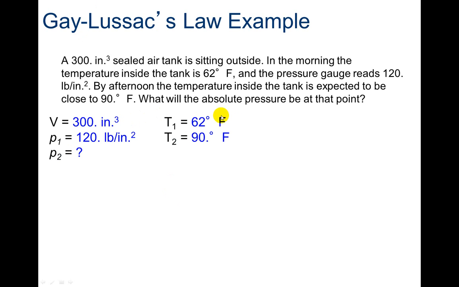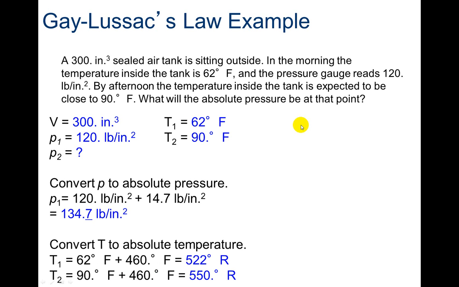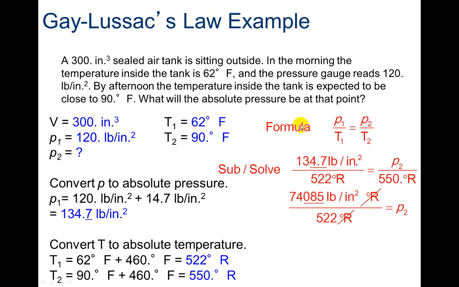Okay, so here's my knowns. This pressure 1 I'm going to have to convert by adding 14.7. Again, we're assuming a standard pressure, not actually taking the atmospheric pressure at that exact time. All right, so convert P to absolute pressure, 134.7 psi. We've got to convert our Fahrenheit to degrees Rankine by adding 460. I'm going to plug those in. And so then my pressure is going to be now in that absolute pressure because the other one was. So it's 140 psi.